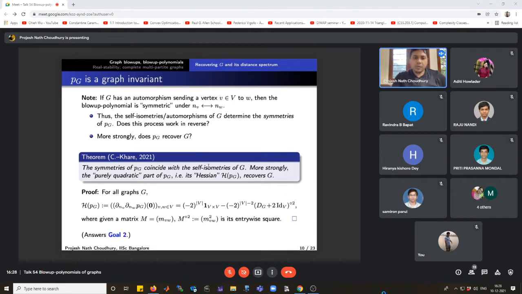And then for all graphs G, one can actually perform an explicit calculation. One can show that the left hand side is exactly the same as minus 2 raised to some power times the all-ones matrix, minus again minus 2 raised to some power times this formula, from which it is easy to identify the distance matrix. Thus, the Hessian matrix gives you the distance matrix and vice versa. And if you know the distance matrix, again you know the graph.